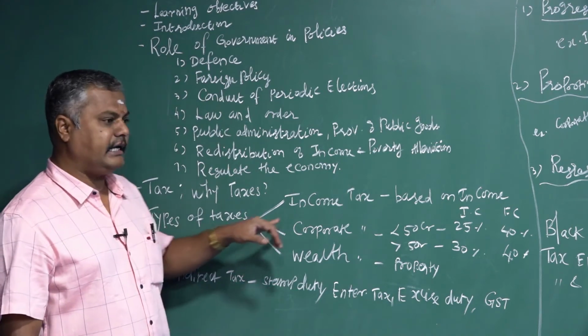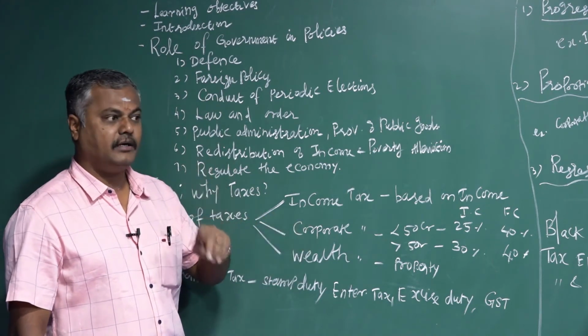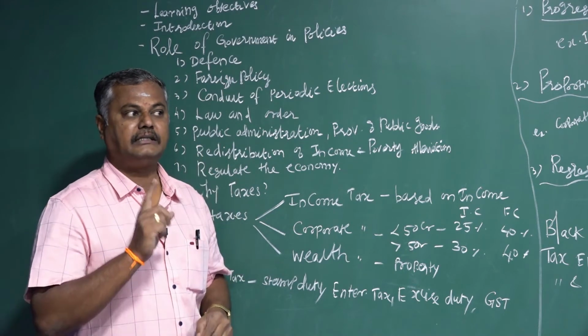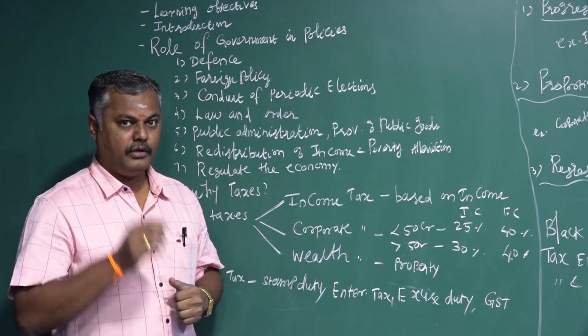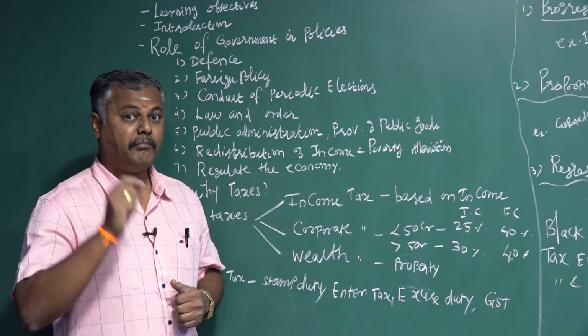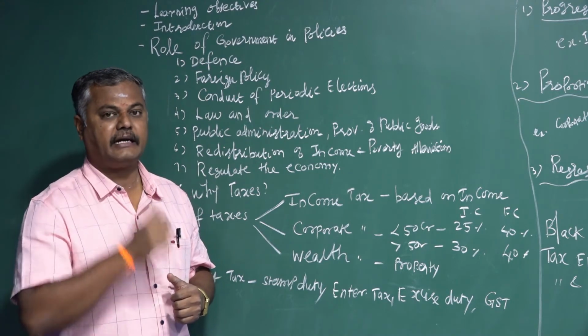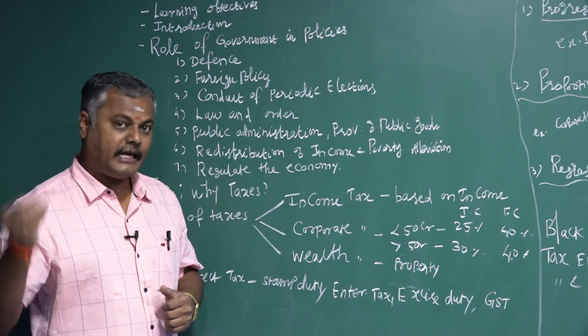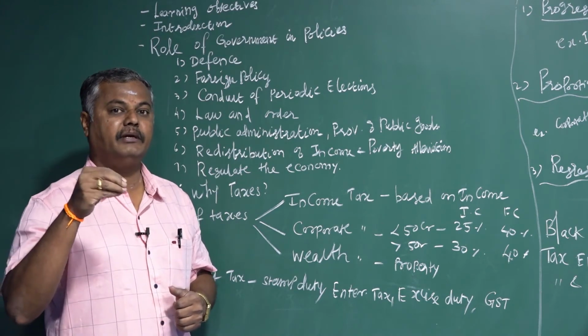So there are two types of taxes. One is called direct tax, another one is called indirect tax. I already told you. Direct tax or indirect tax. What is meant by direct tax and what is meant by indirect tax? What are the types available in the direct tax? What are the types available in the indirect tax?